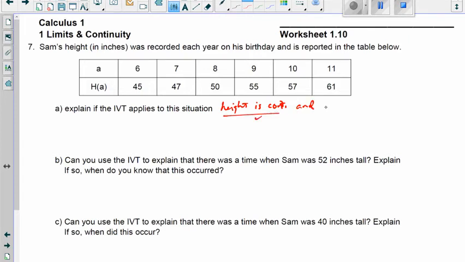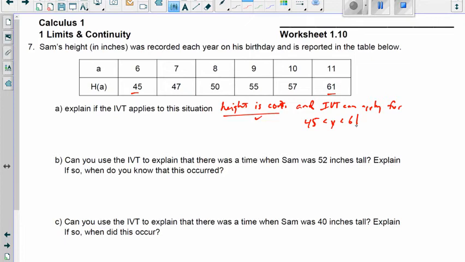And we can find anything between, let's just look up here. Biggest is 61, smallest is 45. So it will apply for any number between those. So IVT can apply for values between the 45 and 61. We'll just put a Y in there and 61. Okay. So they just ask us if we're going to be able to use it for some values.